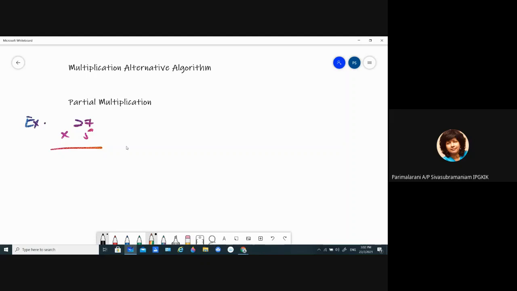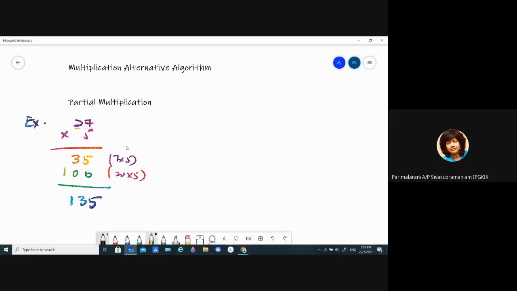Similarly for multiplication, we multiply the 7 and 5 first. 7 times 5 is 35. Then at the next level we multiply the tens. Here we have 20. 20 times 5 is 100. So the answer is 135. This is actually 7 times 5 and this is 20 times 5.